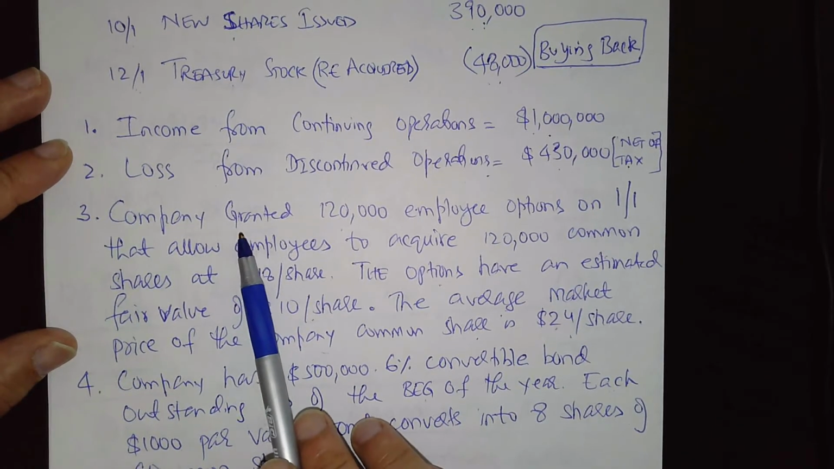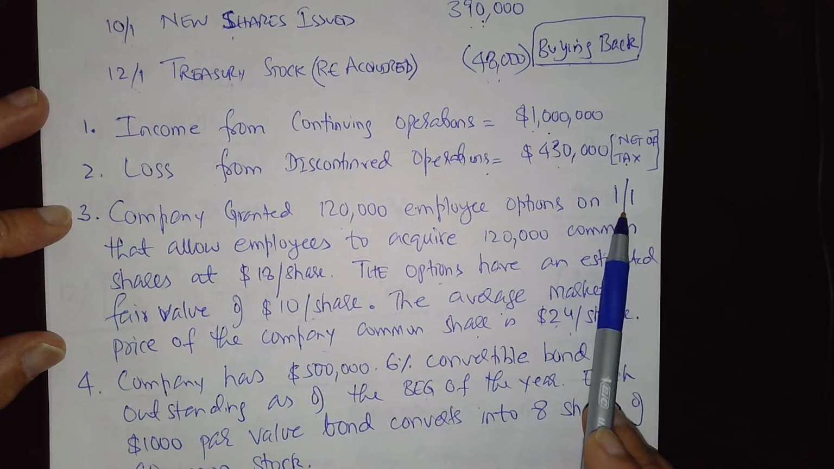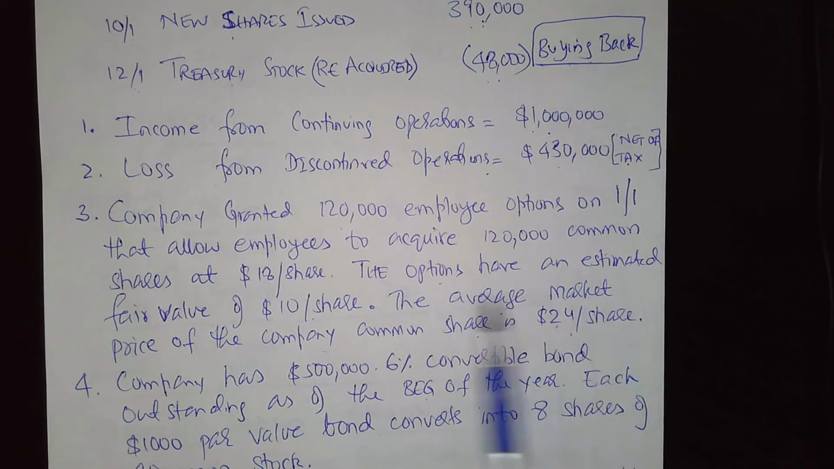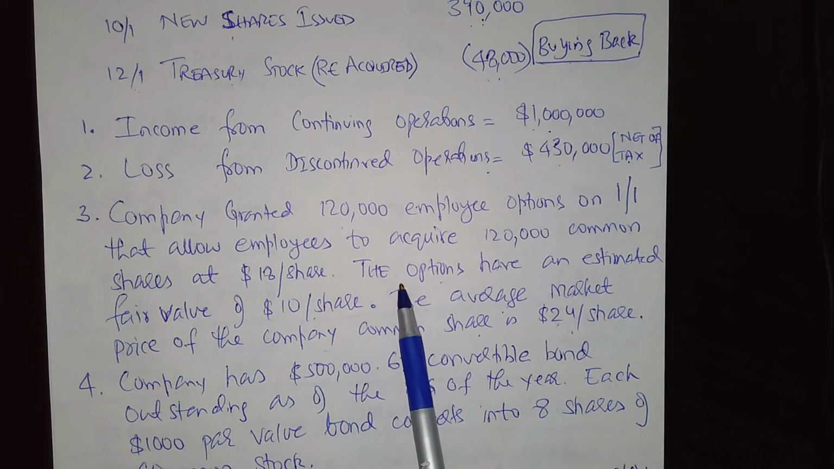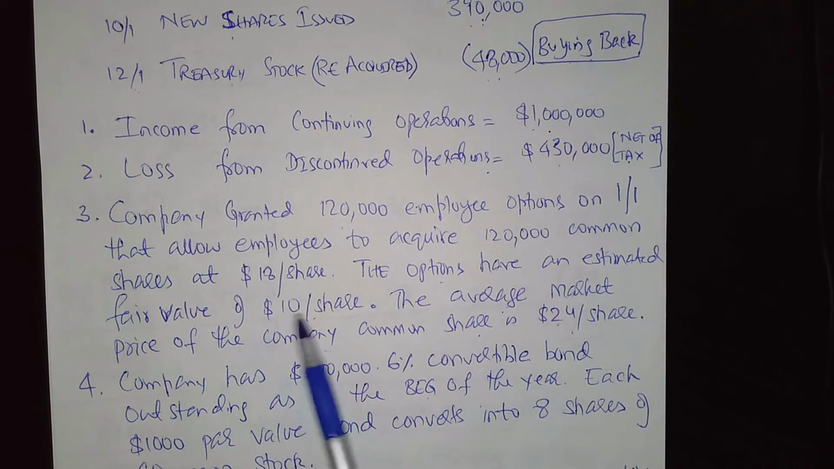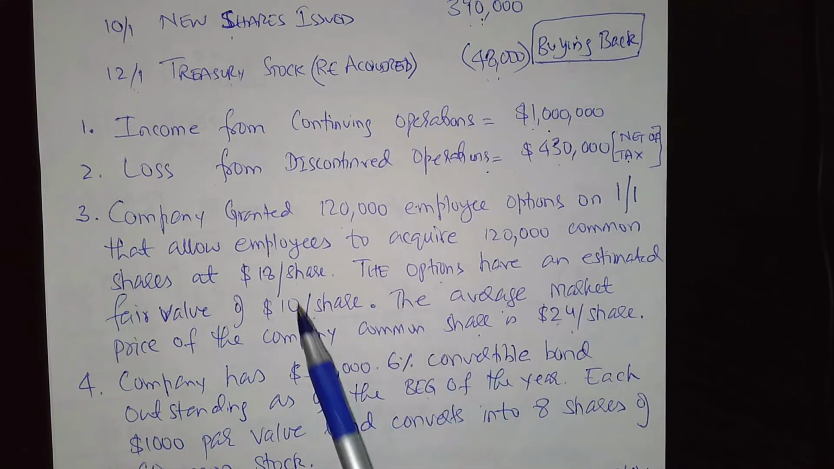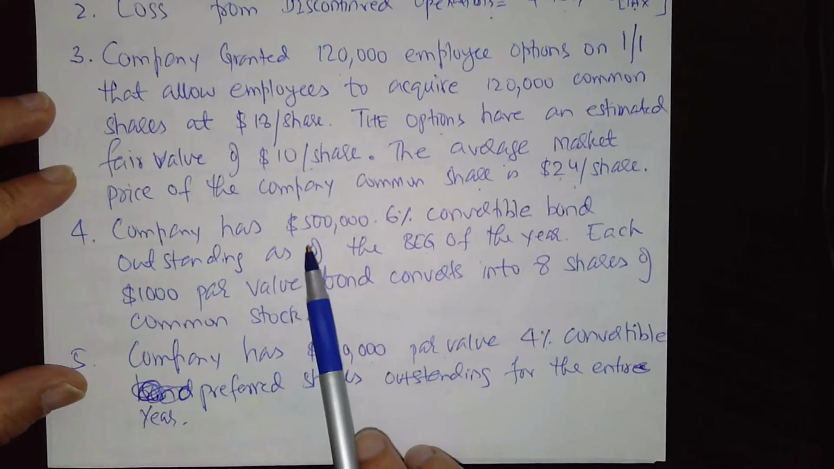And the company has granted 120,000 employee options on January 1st that allow employees to acquire 120,000 common shares at $18 per share. It's also called exercise price. The options have an estimated fair value of $10 per share. The average market price of the company share is $24 per share. So basically, they are giving the employees shares $6 cheaper.